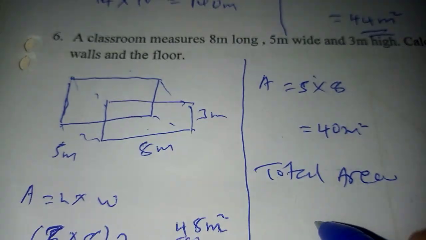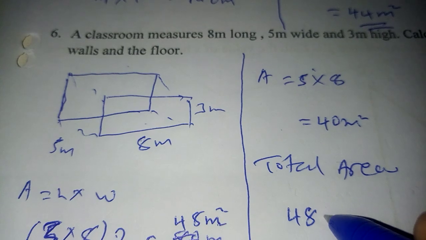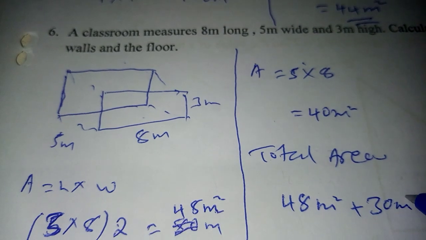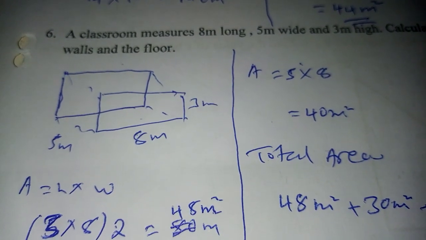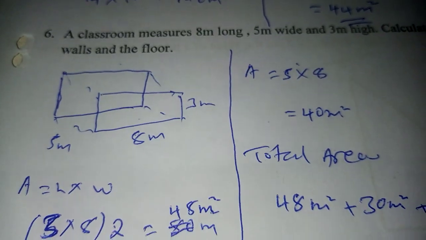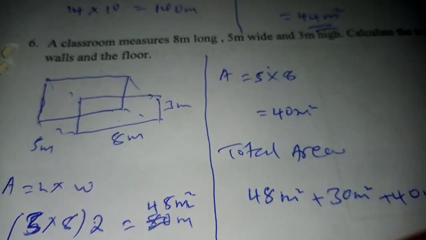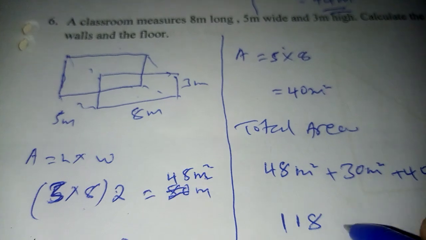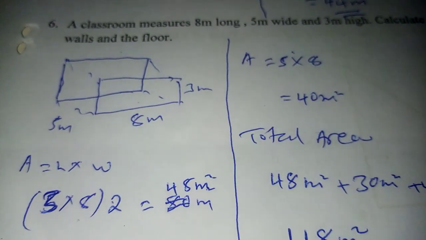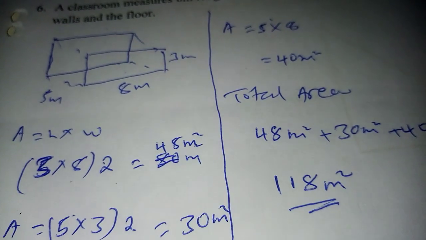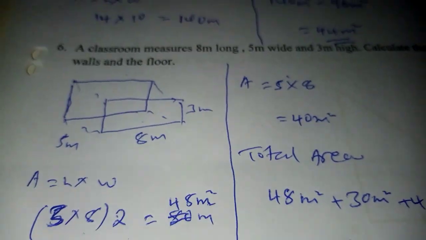This one will be 48 meters squared plus 30 meters squared, then plus 40 meters squared. When I add that, let me have it here on the calculator. 48 plus 30 plus 40, that one is 118. So total surface area is 118 meters squared. So that is the total surface area of that.